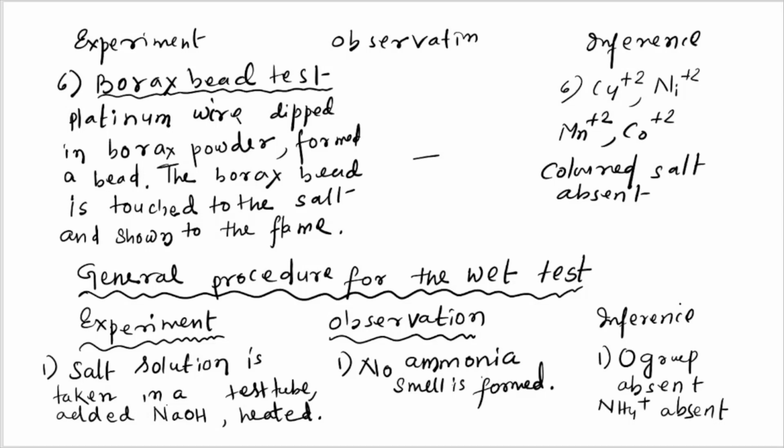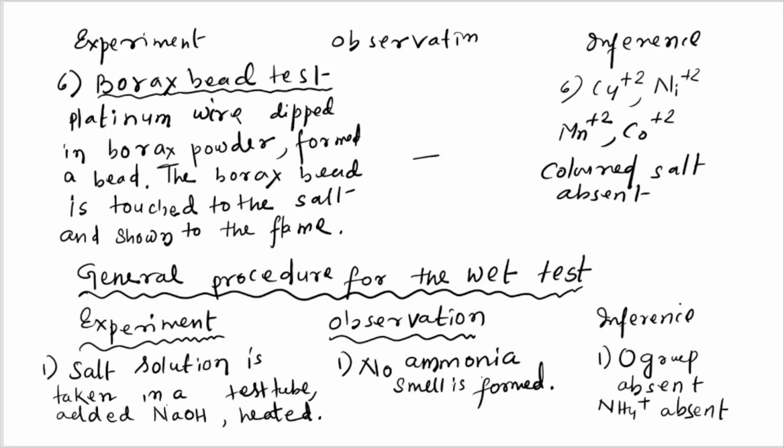Barium salt is never colored. Barium sulfide, barium carbonate, barium chloride, barium nitrate, no one is colored. That is why here you will see the borax bead test. It touches the salt, and the colored salt is absent. The borax bead test is only particularly for colored salt. You can write here, since there is no colored salt, this test is not required.